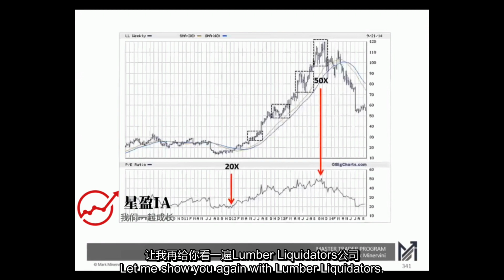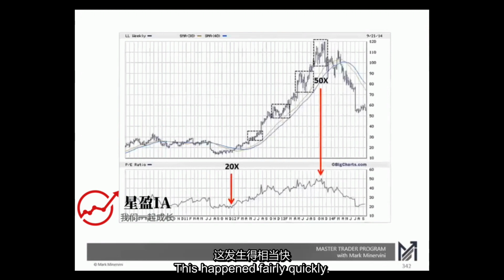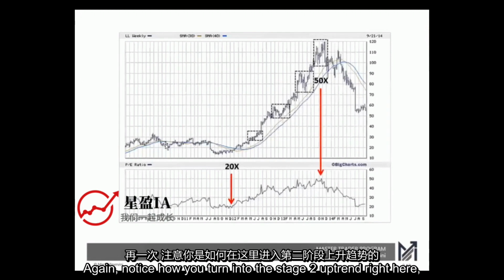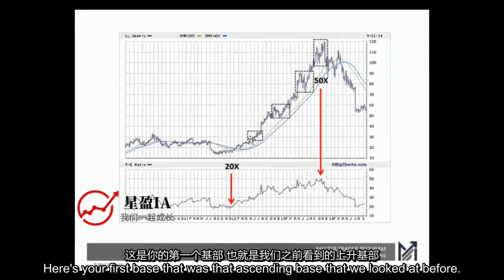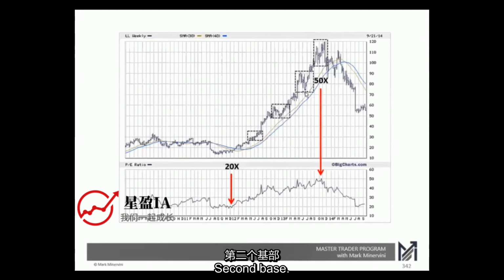All right. Let me show you again with Lumber Liquidators. This happened fairly quickly. So again, notice how you turn into the stage 2 uptrend right here. Right. So now that's when you're going to start looking at the stock. Right? Nothing before that. So here's your first base. That was that ascending base that we looked at before. Second base, third base.